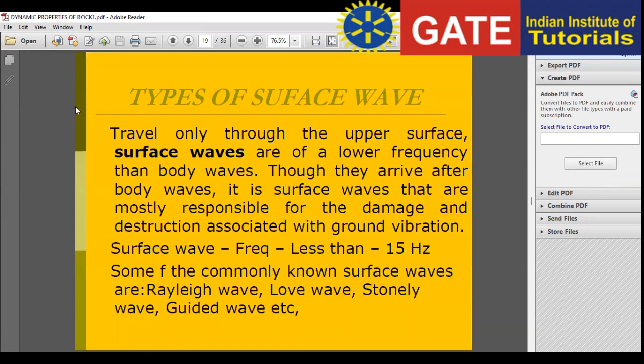Next is the type of surface wave. Surface waves travel only through the upper surface. Surface waves are of a lower frequency than body waves, so they arrive after. Just give me a minute.